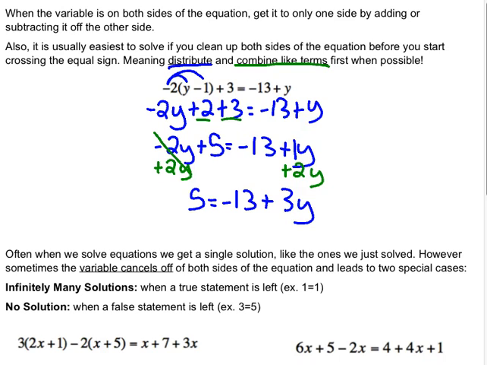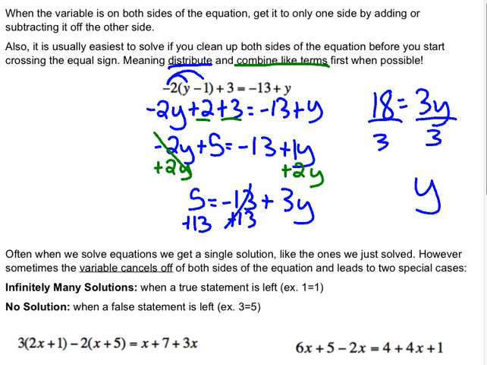What can I do? Well, I can add that 13 over. Sorry, I'm running out of room, so I'm going to bop over here. From here, divide by 3. And you get that y is 6.